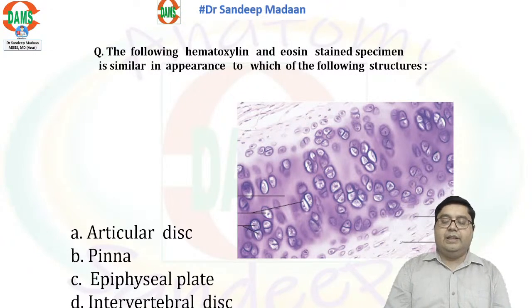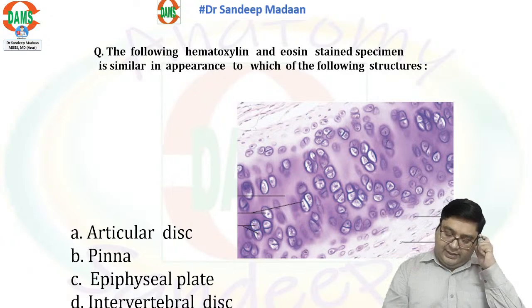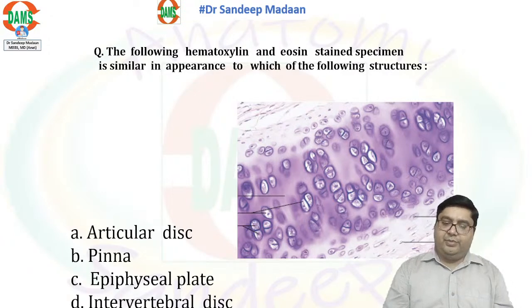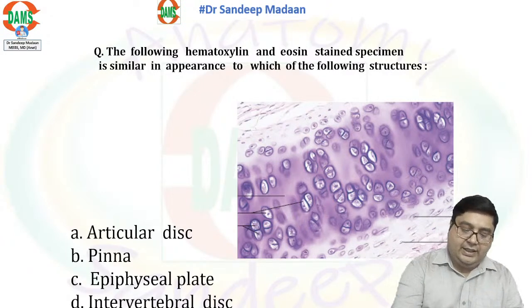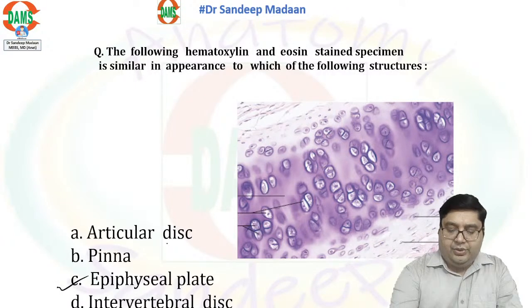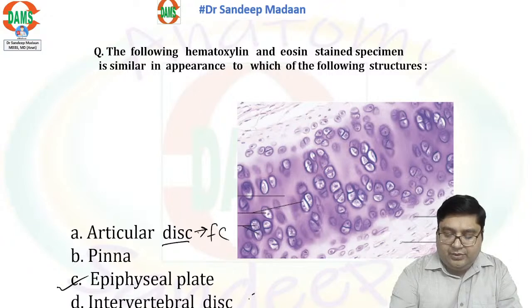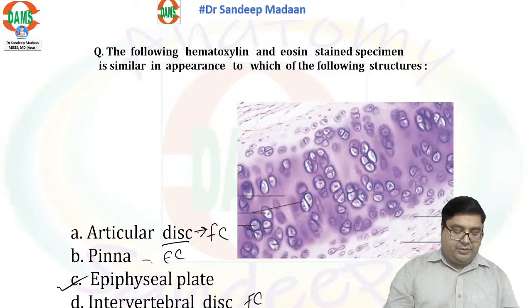This slide is hyaline cartilage because we can see the cells present in groups, with no fibers in between. And this is seen at the epiphyseal plate because the word disc, you should immediately think of fibrocartilage. Okay, this is fibrocartilage, this is also fibrocartilage. Pinna is elastic cartilage. Is that okay? All right, could you understand?